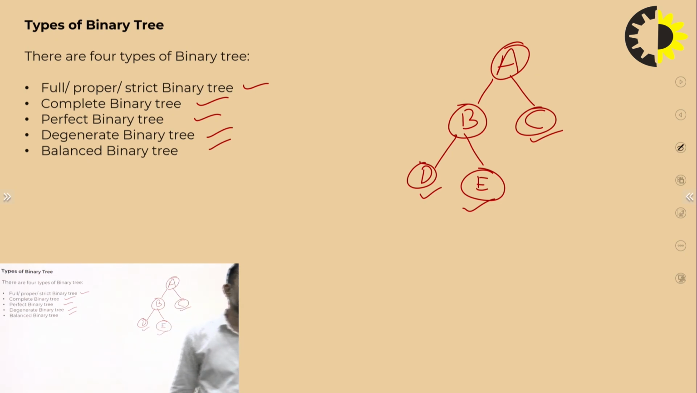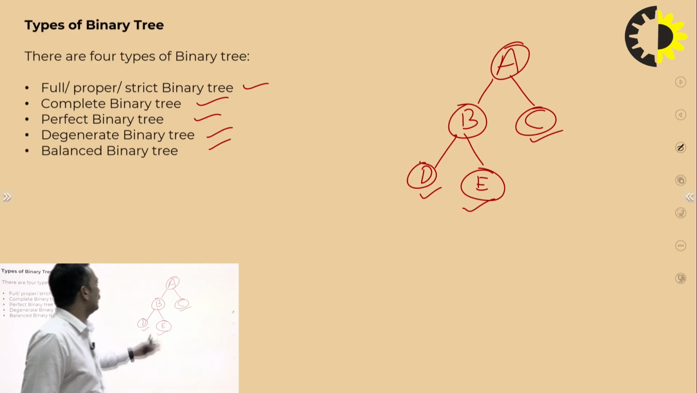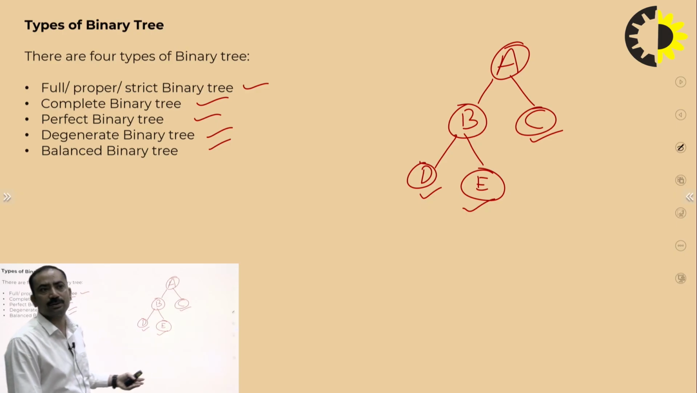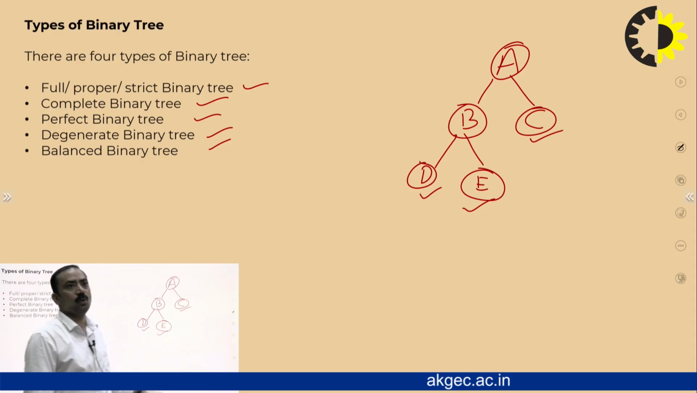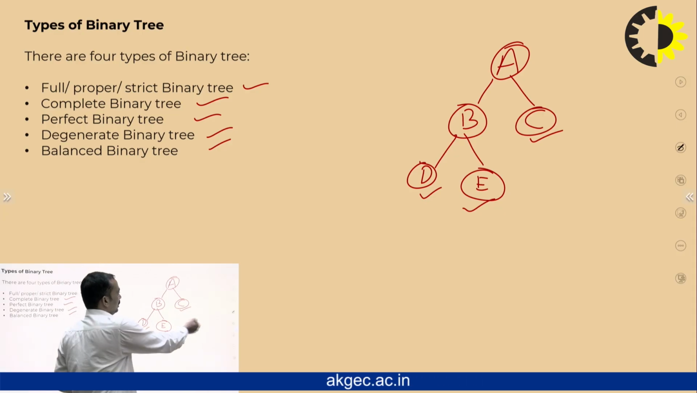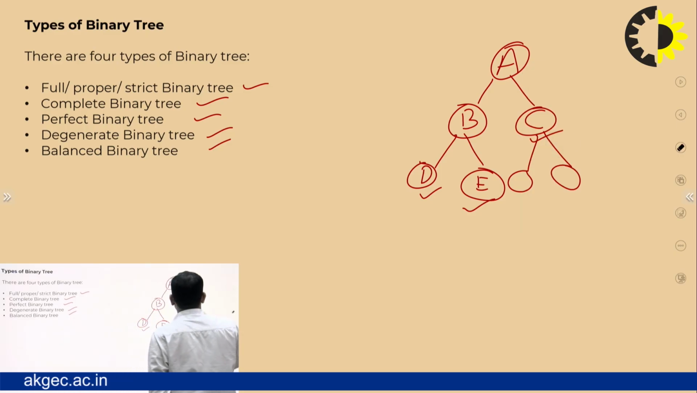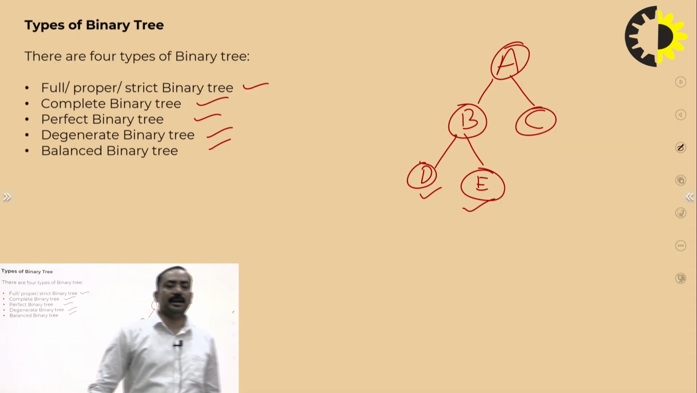And the properties of a full binary tree: the number of leaf nodes is equal to the number of internal nodes plus 1. Here we have 3 leaf nodes, and A and B are internal nodes, so internal nodes plus 1. If we add another node here, the leaf nodes will be 4 and the internal nodes will be 3. So 3 plus 1 is 4. So this is an example of the properties of a full binary tree.